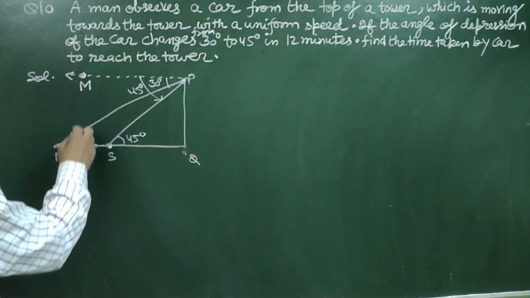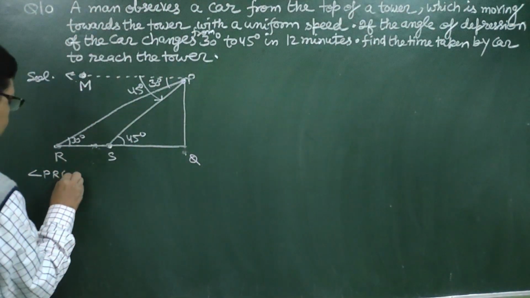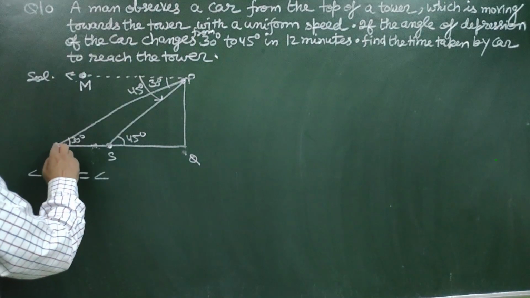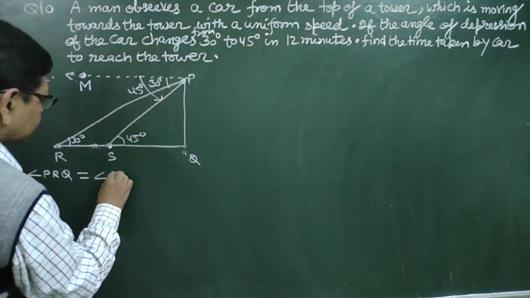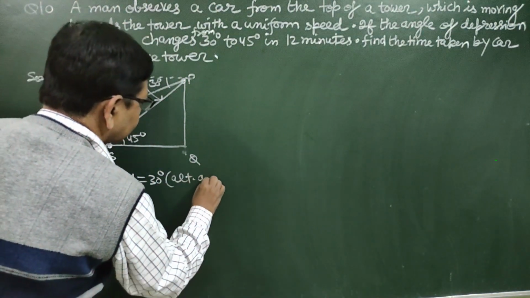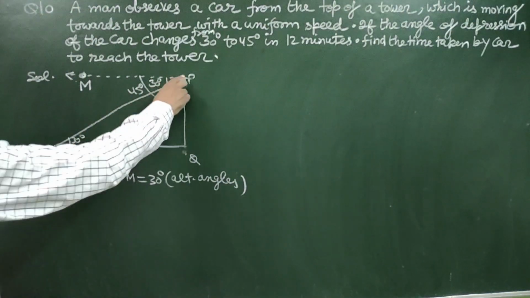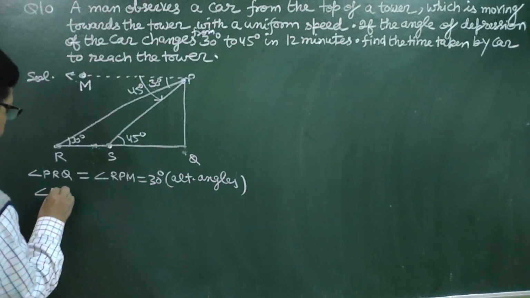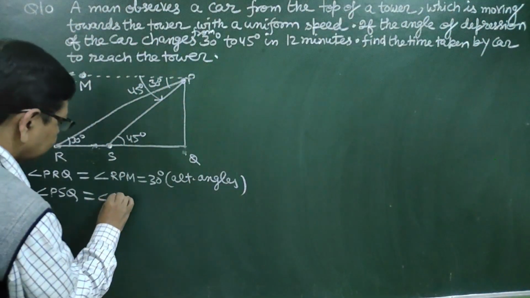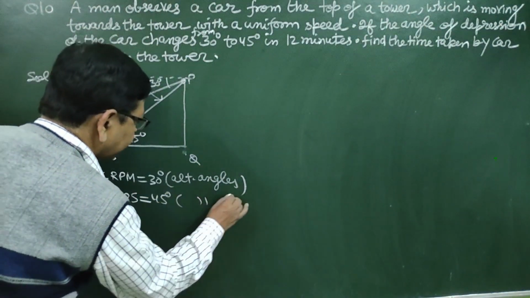Now let us write the angles. Angle PRQ is equal to angle RPM is equal to 30 degree, alternate angles. And angle PSQ will be equal to angle MPS and equal to 45 degree, for the same reason, alternate angles.